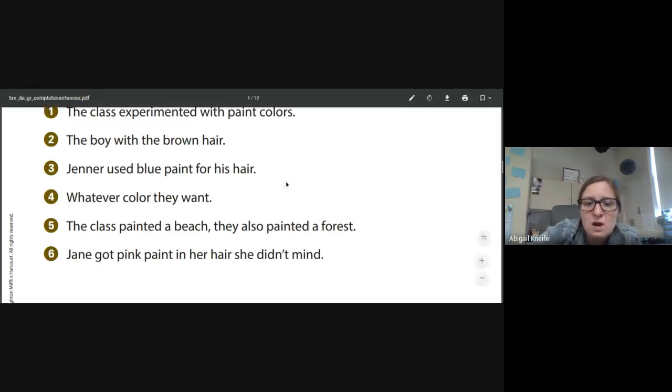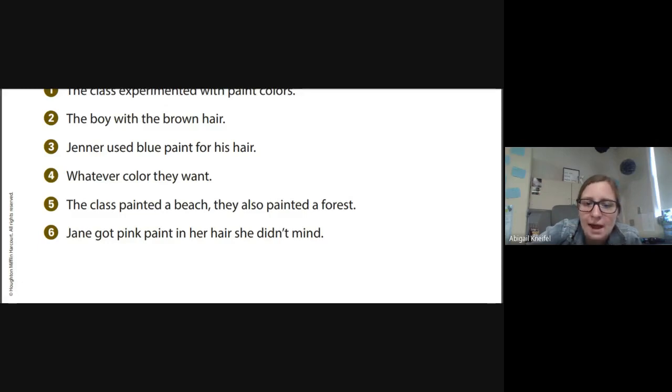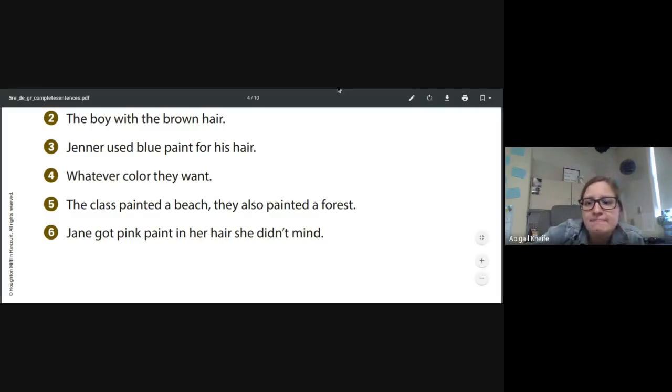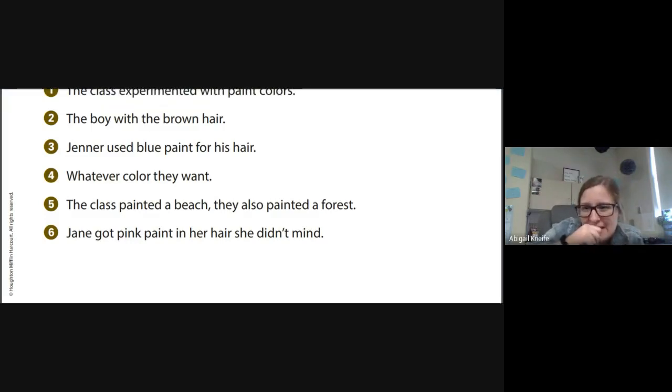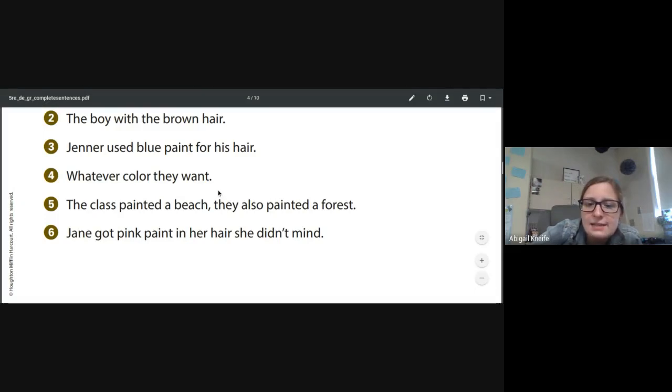And the last one for this is Jenna got pink paint in her hair. She didn't mind. What is that? Good job, guys. It is a run on. If we had a comma after hair, right here, in between hair and she, then it would be a comma splice. But right now it's just a run-on because it doesn't have a conjunction and it doesn't have a comma. She needs a comma. You guys did pretty good at that too. I'm going to scroll down a little bit and we will see what's next.